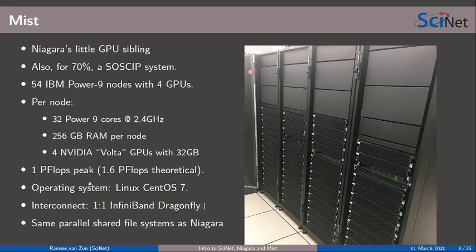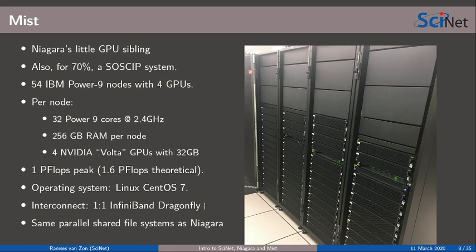Mist is a lot smaller. I like to call it Niagara's little sibling. It's not even all a national system. About 70% of it is actually a SOSCIP system. SOSCIP is an organization that administers and gives resources to projects that are collaborations between academics and, say, small and medium enterprise businesses, startups, that kind of stuff, which is very interesting.